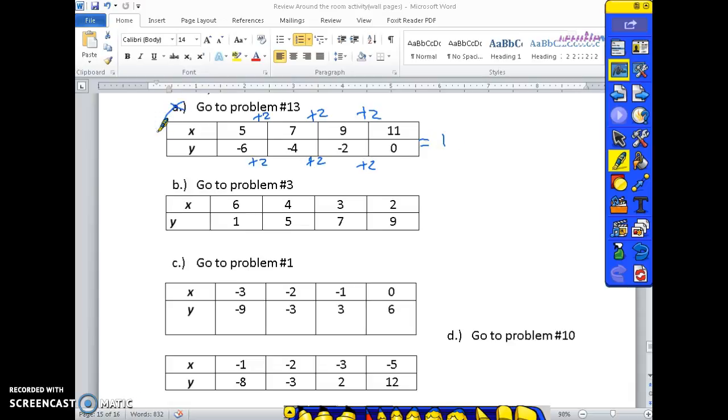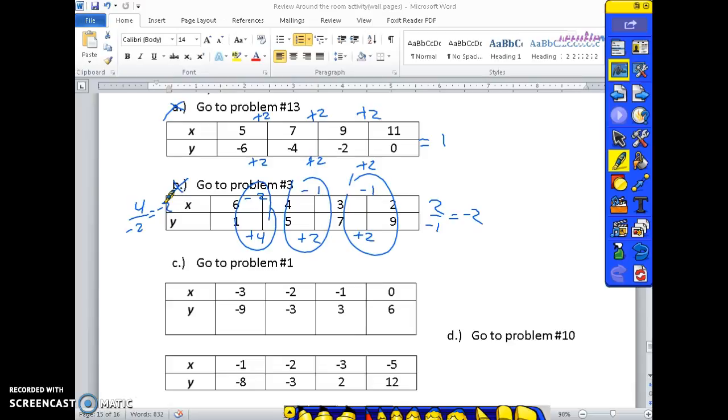For B, 6 minus 2 is 4. 4 minus 1 is 3. 3 minus 1 is 2. Let's look at our y's. 1 plus 4 is 5. 5 plus 2 is 7. 7 plus 2 is 9. This is 4 over -2, which is -2. These are all 2 over -1, which is -2. That's the same slope. That's the same rate of change, so that is linear.